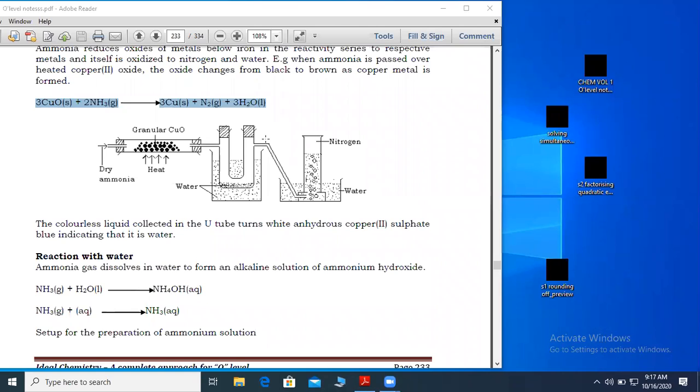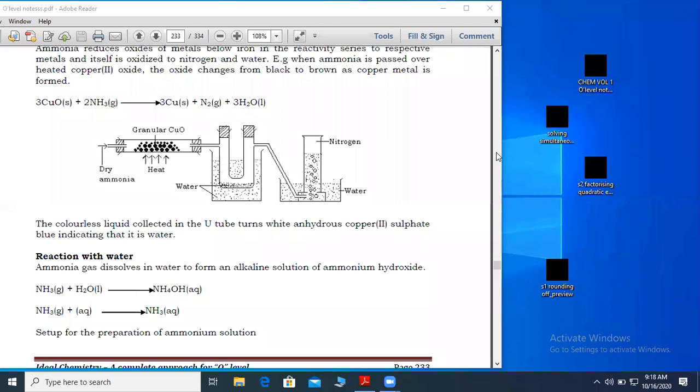Identify the gaseous product. The gaseous product is nitrogen and it was collected over water. It should be collected over water because it is insoluble in water. State the property of ammonia. The property is ammonia is a reducing agent. Reduction is the removal of oxygen. So ammonia will remove oxygen from lead 2 oxide and it forms lead. So ammonia is a reducing agent.